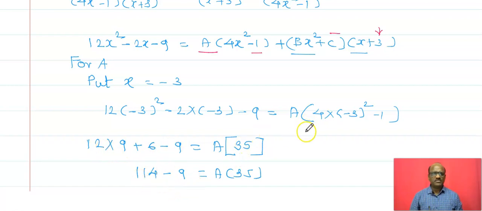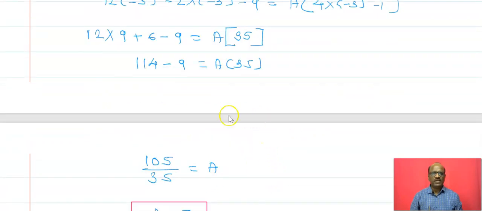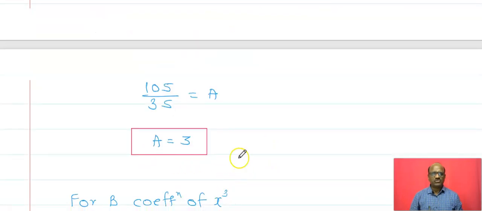What about here? A into (minus 3) square, that is a 9. 9 into 4 is 36. 36 minus 1 is 35. Therefore, the value of A is equal to 105 upon 35. Therefore, A is equal to 3.